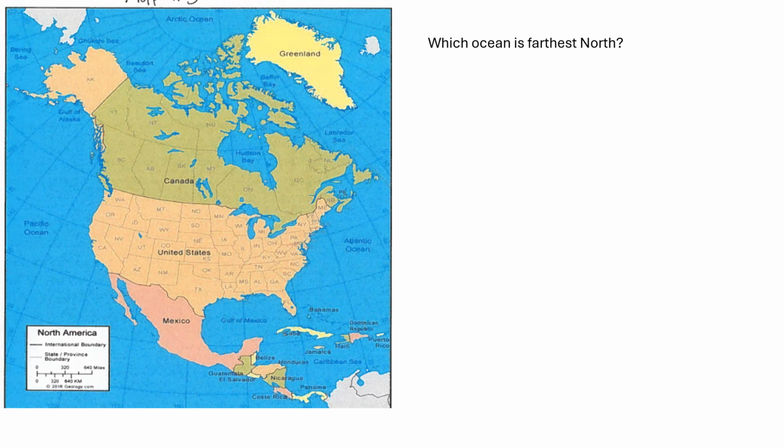Next question. Which ocean is farthest north? So the oceans on this map, we have 3 of them: the Pacific, the Atlantic, and the Arctic. Which one is furthest north? All right, that's the last question for map 3.